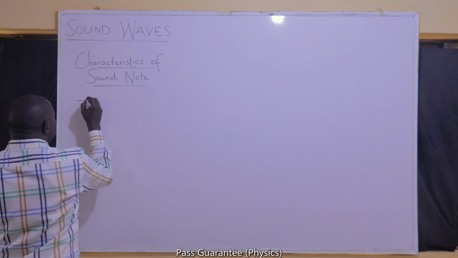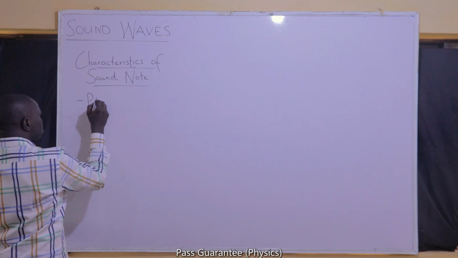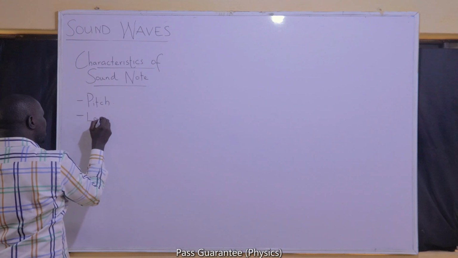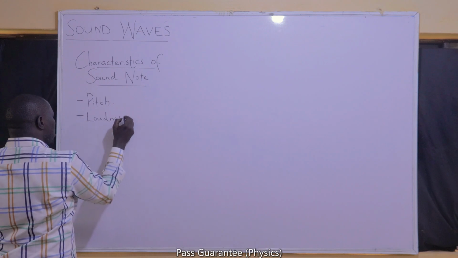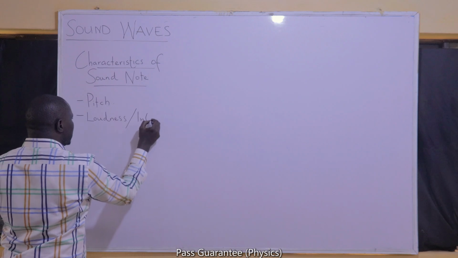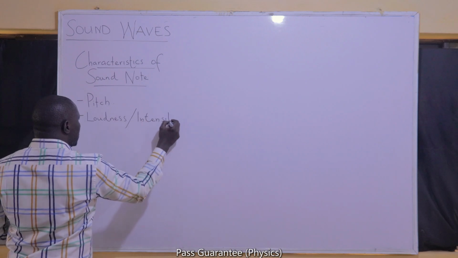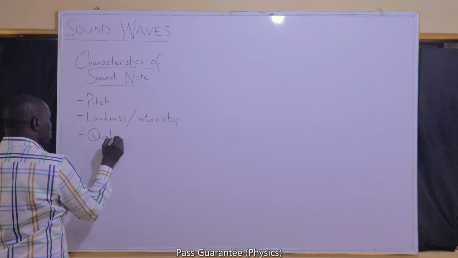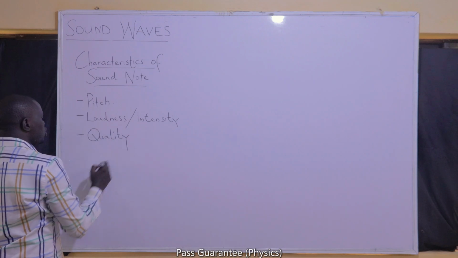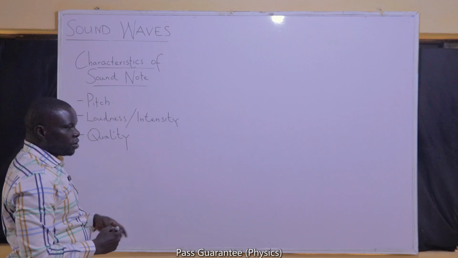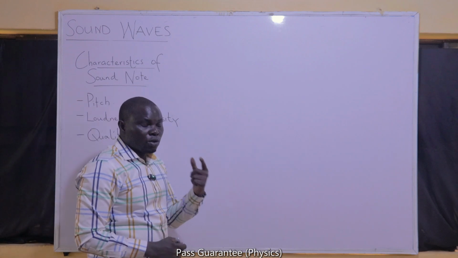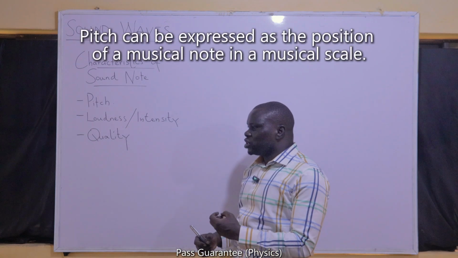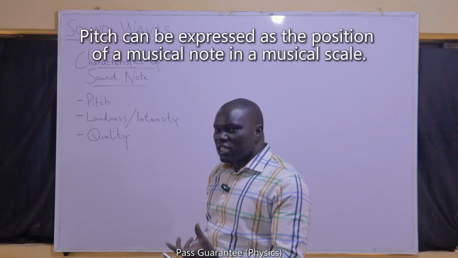Number 1, it has what is called a pitch. Number 2, it has what is called loudness and intensity. Then it has what is called quality. Those are the 3 properties of a sound note. And these properties allow you to differentiate the note that comes from a person from the note that comes from another person. The pitch of sound is the position of that sound on a musical scale.